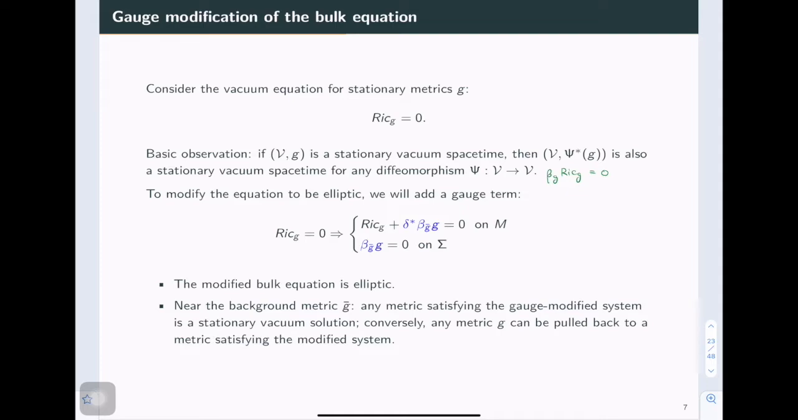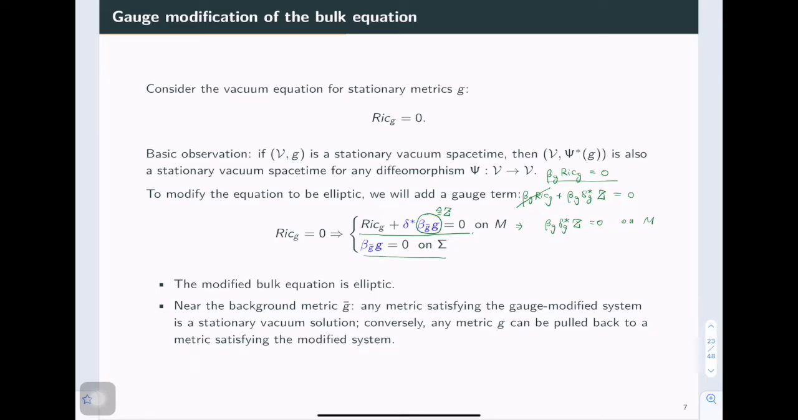Based on this fact, we can try to take Bianchi on the bulk equation. Now, for simplicity, let's call this gauge vector field the vector field Z. Then we can take Bianchi of the Ricci plus Bianchi del star, again with respect to G, on the vector field Z. This is equal to 0 based on the bulk equation here. Now, based on this fact, the first term here vanishes, so we obtain an equation for the vector field Z, which tells Bianchi del star Z is equal to 0 on the manifold M.